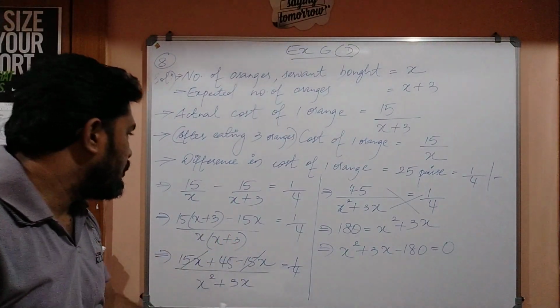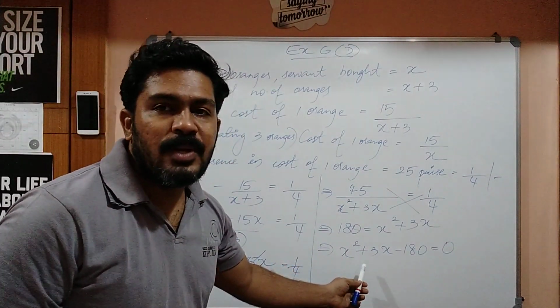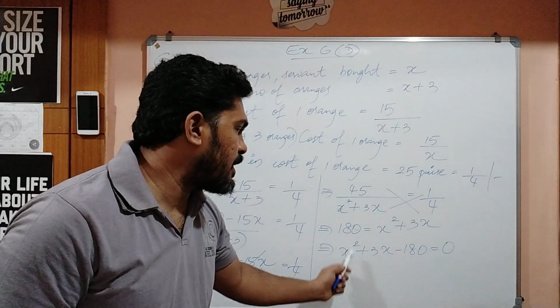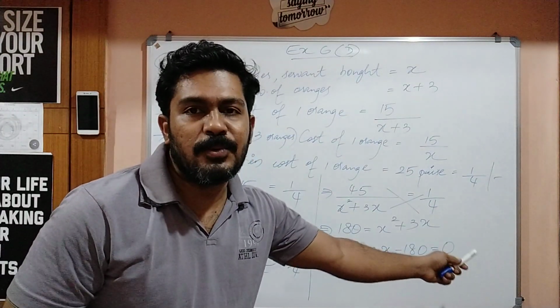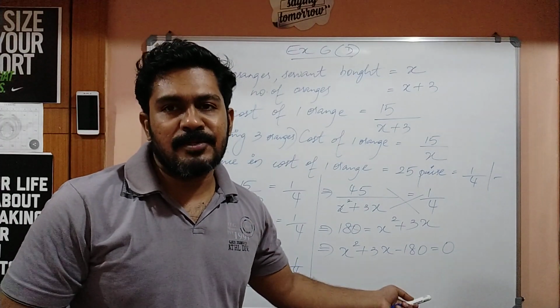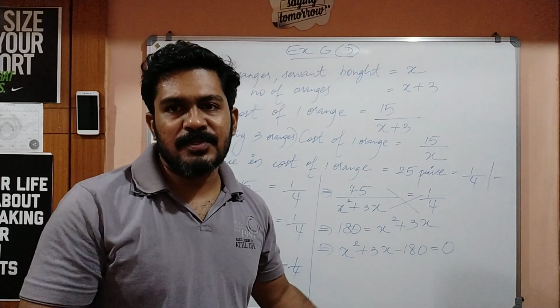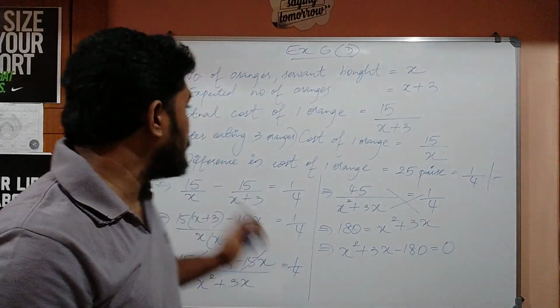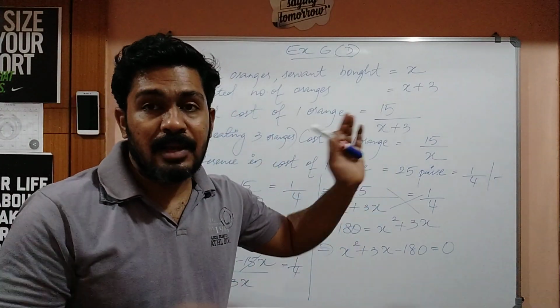And finally, when you simplify this equation, you will get this quadratic equation x square plus 3x minus 180 is equal to 0. Very easy to solve by using the factorization method, children. Just give it a try. I hope I am clear with this explanation part. I'll just repeat it in the next 1 minute.